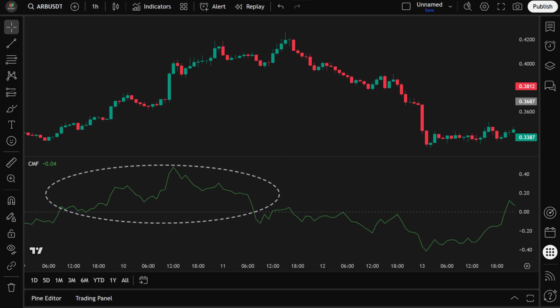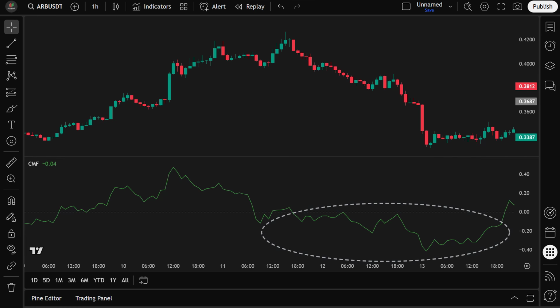When the CMF is above 0, it indicates that buying pressure is stronger, suggesting that money is flowing into the asset. And that's when we'll be looking for long opportunities. Conversely, when the CMF is below 0, it shows that selling pressure is increasing, meaning money is flowing out of the asset. And that's when we'll be looking for short setups.